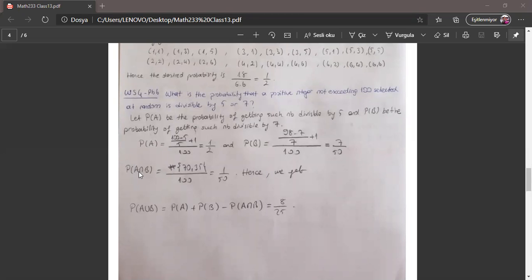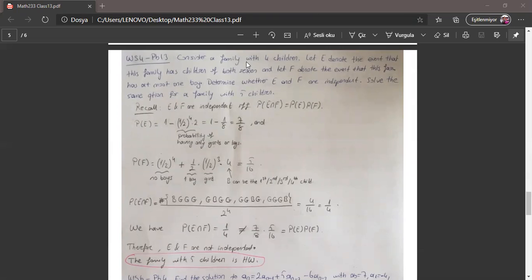Now what's this? We want both A and B to happen. So it means numbers divisible by both 5 and 7. So there are only two such numbers. So we have 1/50. Okay. In the denominator we have 100 because we have 100 numbers to select. So what's the probability of this union? It's this. We write 1/2 plus 7/50 minus 1/50. So we get this.